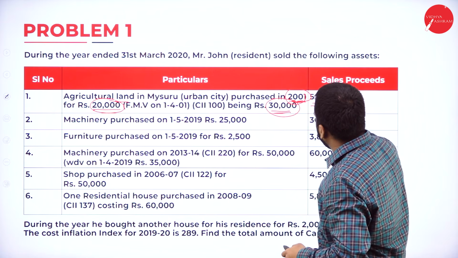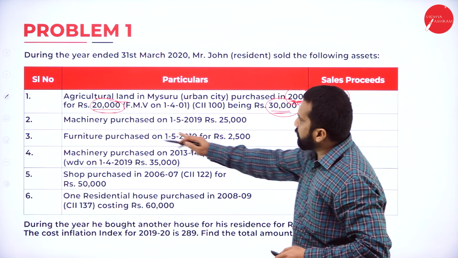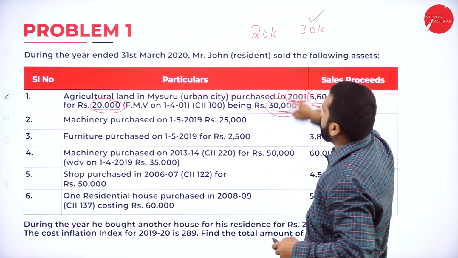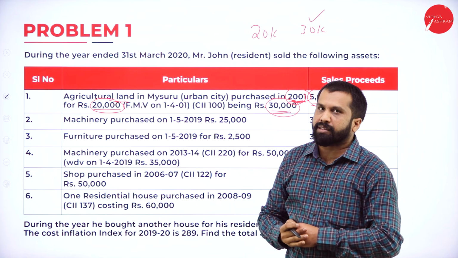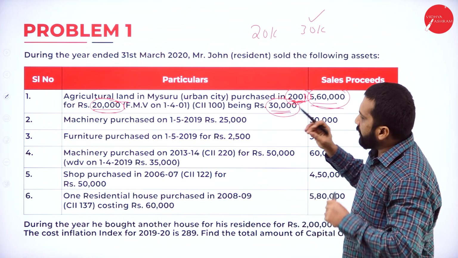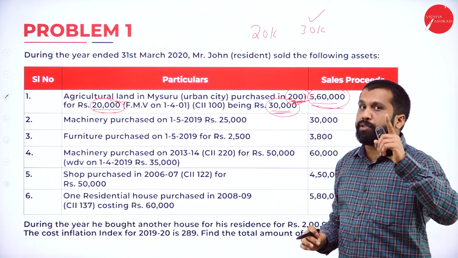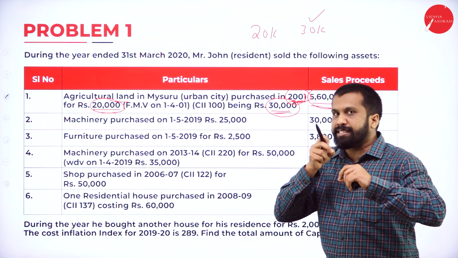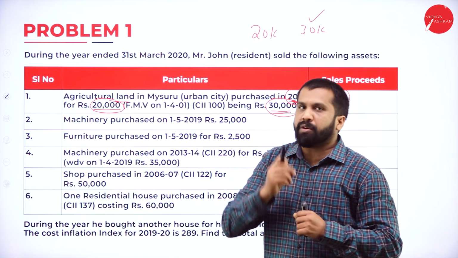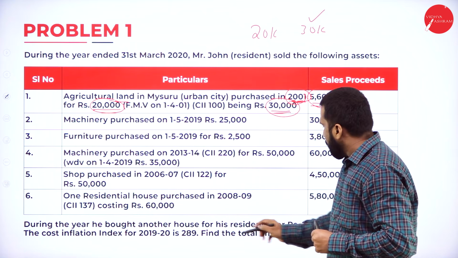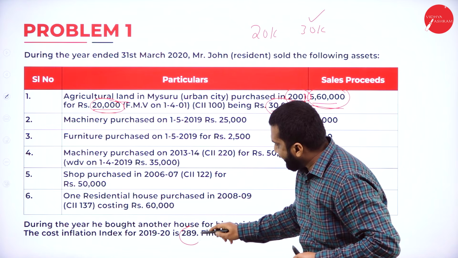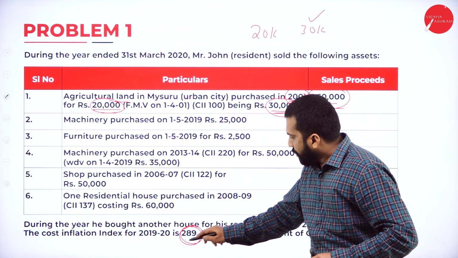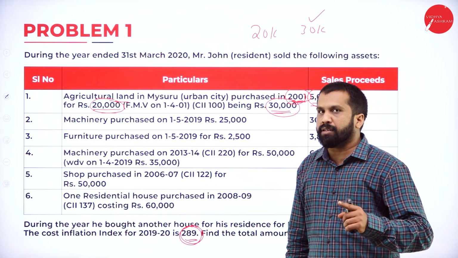Remember, your selling price is 5,60,000 and your purchase price, you have two rates, 20,000 and 30,000. We should go for the greater one. We'll go for 30,000. And in every problem, your indexation number, I told you in the previous class, the income tax itself will give you the indexation number. What is the indexation number? See, your indexation number is 289. This is common. In every problem you should consider 289. Hope you are clear.